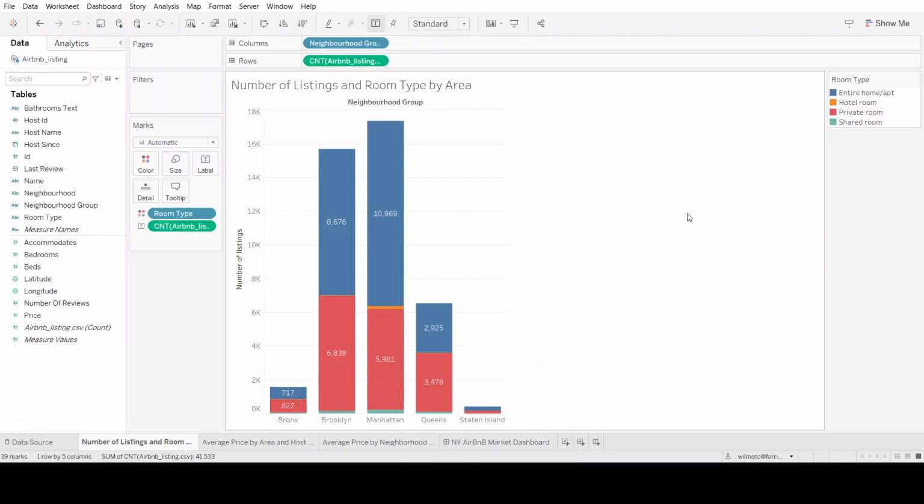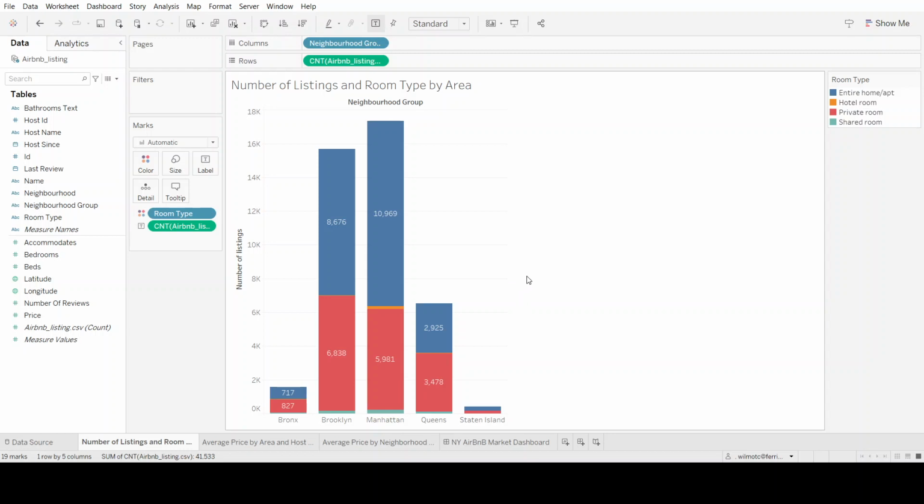I also included room type and color. So the dataset calls them neighborhood groups. We have Bronx, Brooklyn, Manhattan, Queens, and Staten Island. By far the biggest Airbnb markets in New York City are Brooklyn and Manhattan, followed by Queens. The Bronx and Staten Island are much smaller Airbnb markets, it looks like.